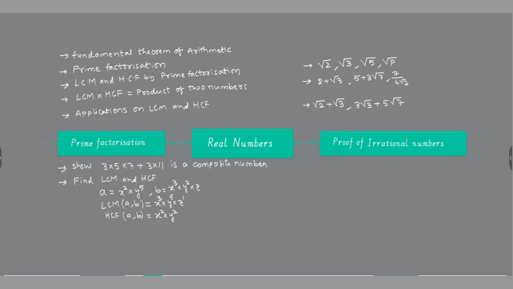So mainly in the first chapter we have to focus on prime factorization and how to prove a given number as an irrational number. One is the LCM and HCF concept, and the other is proofs of irrational numbers. If you are perfect in these two, chapter 1 will be okay, easy. Now let us see chapter 2, the next chapter.